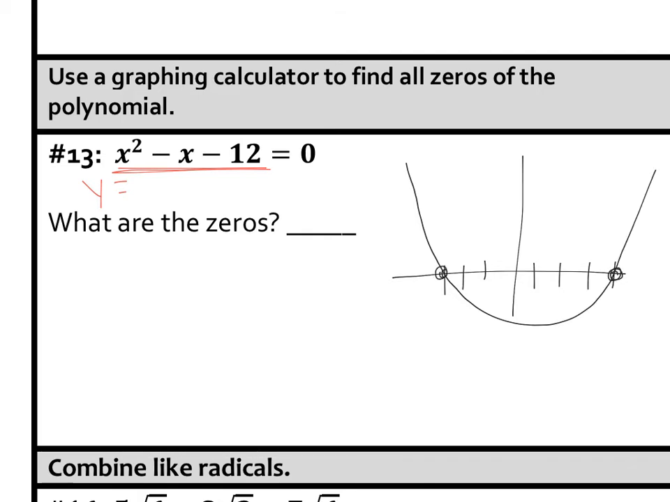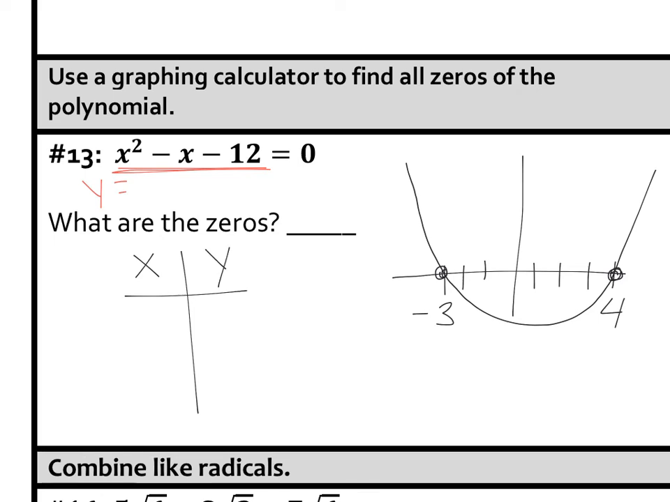Our graph would look something like this, where we have a parabola that crosses over the x-axis at -3 and 4. And if you are at a normal zoom setting, you should be able to just count those individual little tick marks. Okay. If you'd rather, instead of looking at the graph, look at a table, you're going to hit second graph and then look at your table.